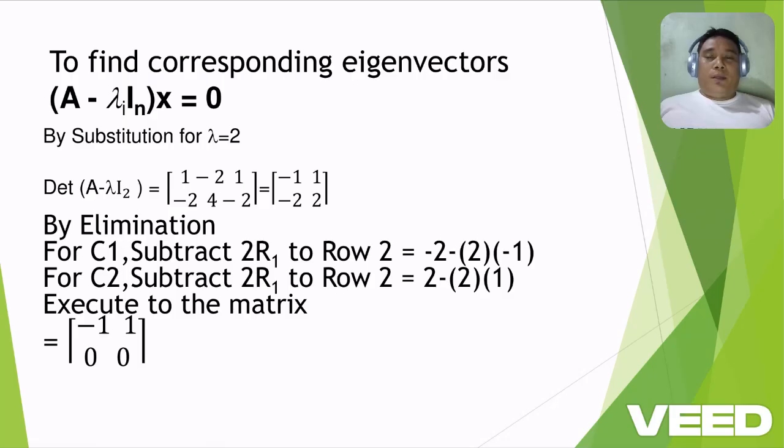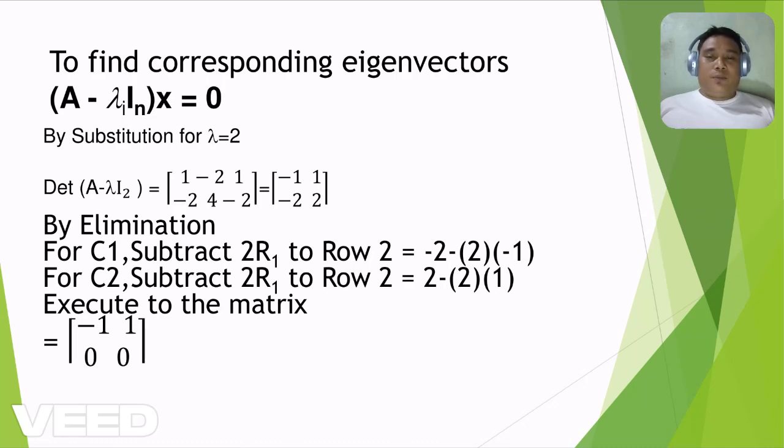So we substitute negative 2 for lambda. 2, 1, 1 minus 2, negative 2, 4 minus 2. Simplify: negative 1, 1, negative 2, 2. By elimination, we eliminate the second row.